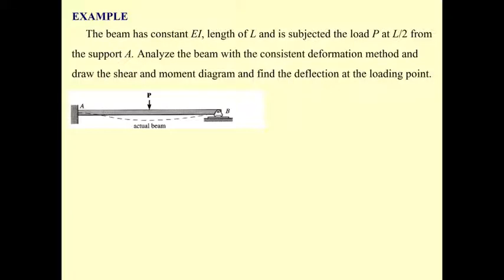Let's come to the first example that we have. This one is a beam with constant EI, that means the flexural rigidity.